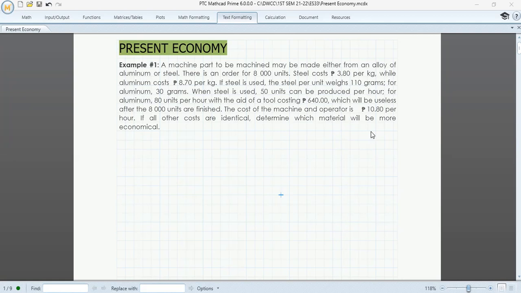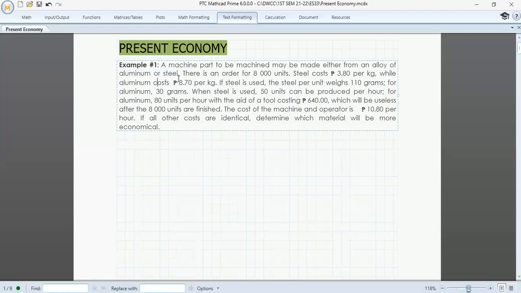Okay? So, hahanapin natin or isosolve natin or i-evaluate natin alin ba doon sa mga materyales na meron tayo ang mas economical, alin yung mas makakatipid tayo. Okay? Ano ba yung ating i-compare? So, we have aluminum or steel. Di ba? Present economy is used in order for you to decide which of the alternatives are you going to choose. Okay? So in this case, we have aluminum or steel.